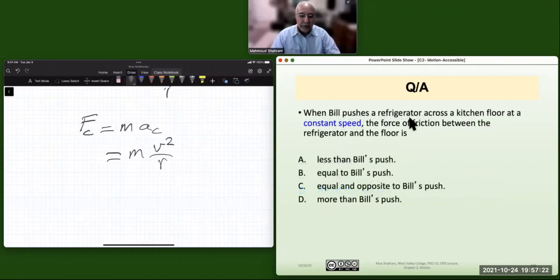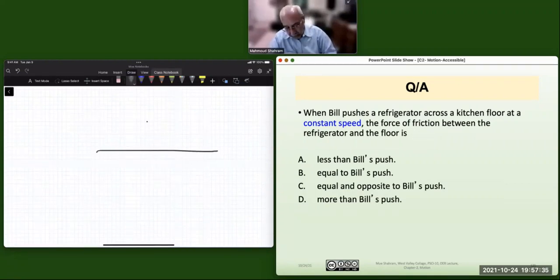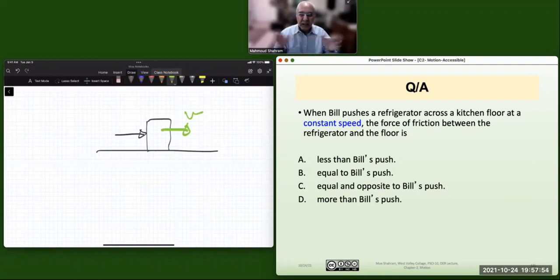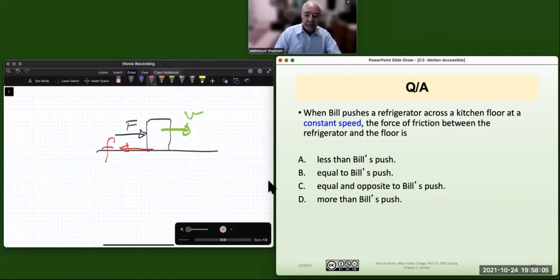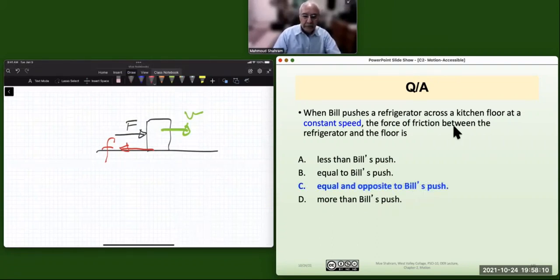Okay, so when Bill pushes a refrigerator across the kitchen floor at constant speed, the force of friction between the refrigerator and the floor is, so here's the floor, here's the refrigerator, and you're pushing this. And this thing is going at constant speed. As soon as you hear constant speed, you say there's no net force. So the forces must cancel each other. If I have a force F here, it must be equal and opposite to the friction force. So the friction force must be equal and opposite to Bill's force.